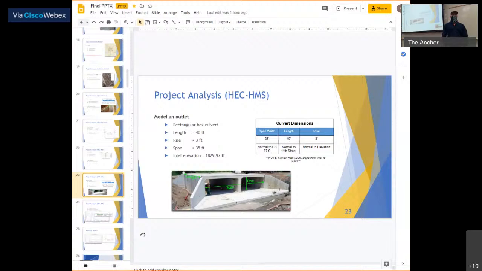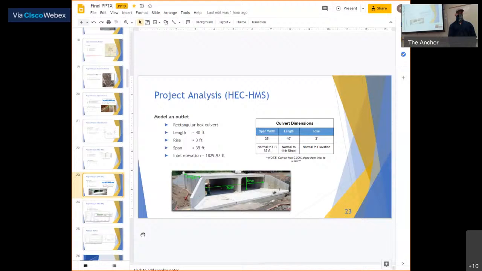The question was, is there a difference in the design for the open channel and the culvert? The difference is mainly the span. The concrete channel spans 20 feet under the bridge, and the culvert actually has an opening of 35 feet. The flow depth is the same through both.